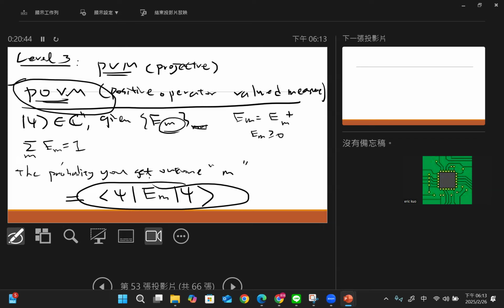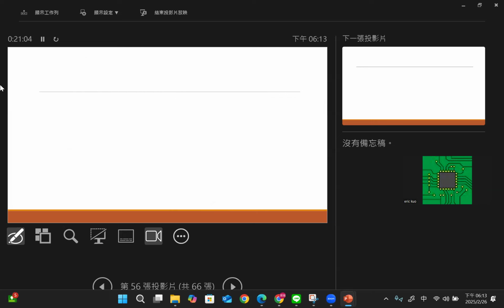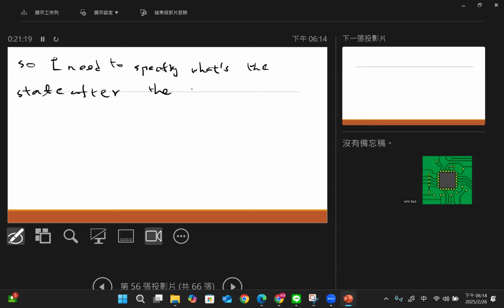Okay, so I need to specify what the states are after the POVM measurement.